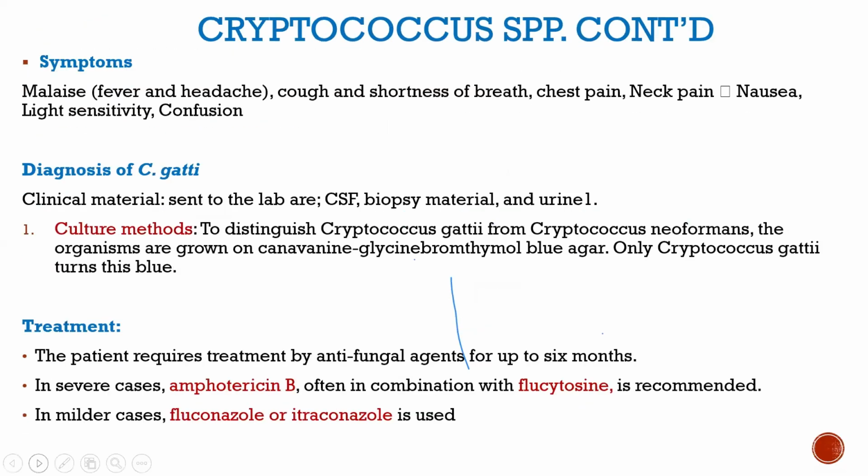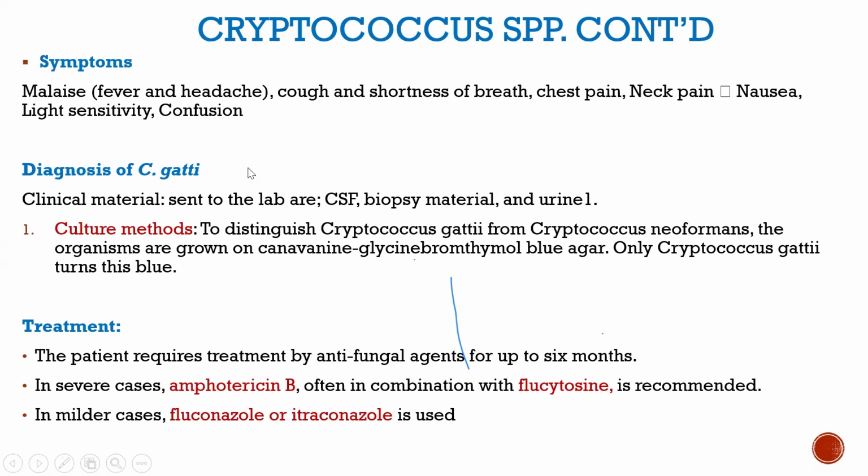Okay, so we have symptoms. Symptoms of Cryptococcus gattii. Number one is malaise, like fever and headache. We have cough. We have shortness of breath. We have chest pain. We have neck pain. We have nausea, light sensitivity, confusion, especially when it's caused by encephalitis, which affects the brain. So you can have brain seizures and confusion.